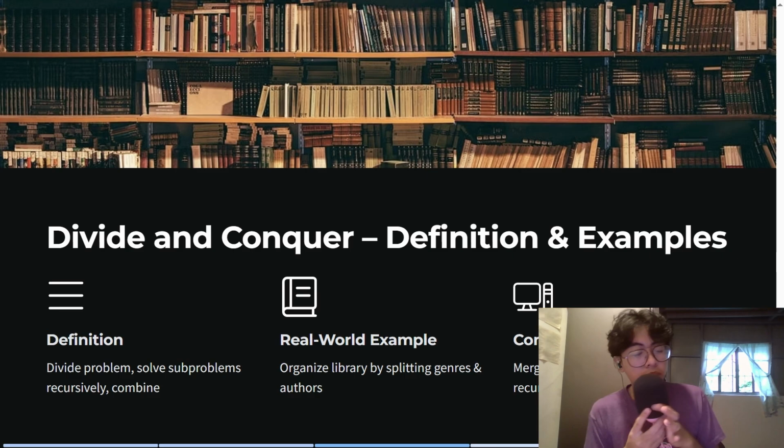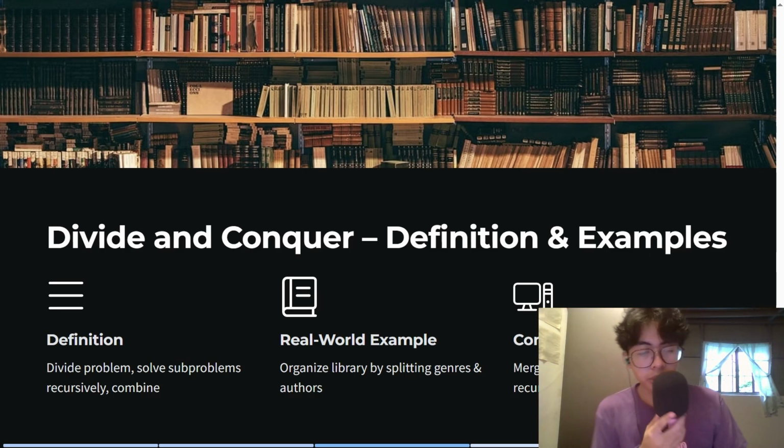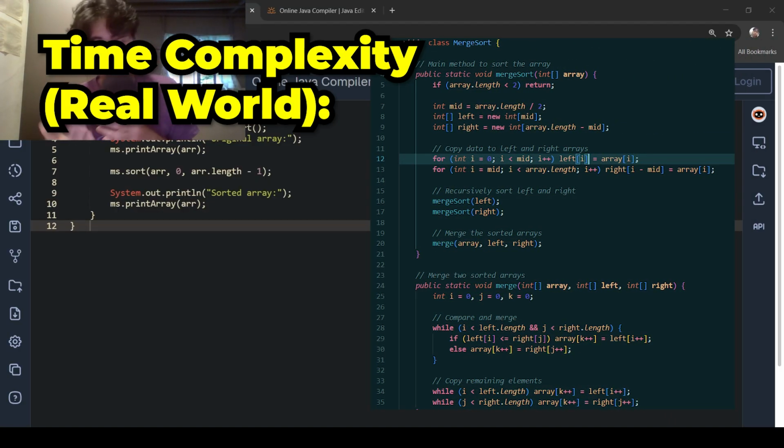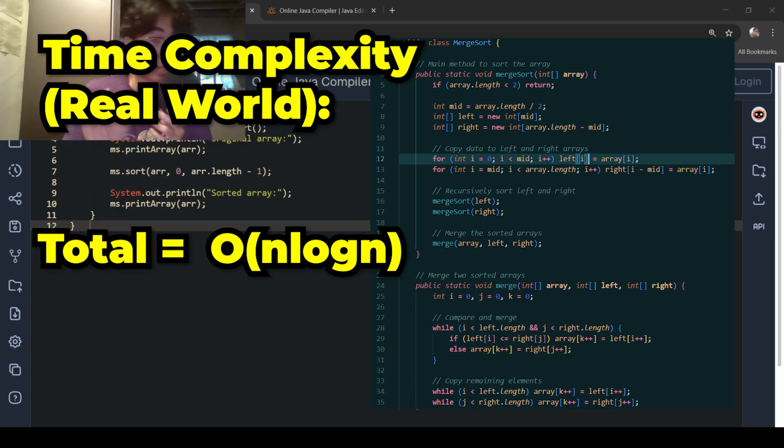So the computational example is merge sort, which works in the same way as the real-world example. You split the array into halves, recursively sort each half, then merge. So the time complexity is the same.